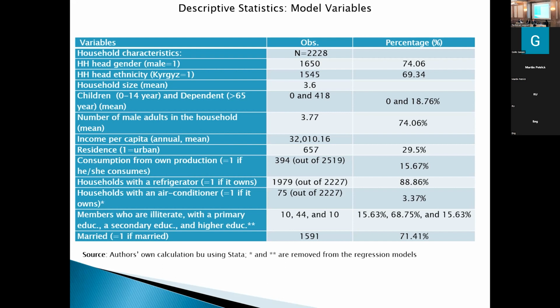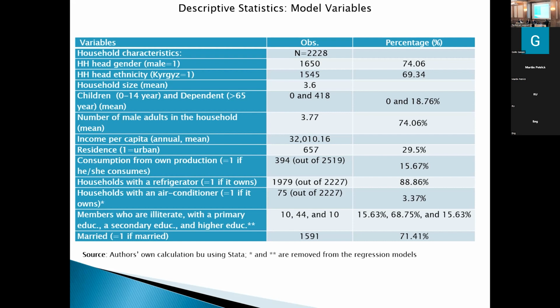And when we look at the children and the number of dependents in a household, about 1/5 of the individuals are dependents, that is, children or more than 65 years old. And the mean number of male adults, we can see, is 3.77. Maybe we have taken this mean value because it is the most common one in the studies, but maybe we need to take the median values. It will be a better measure, because when it is expressed as 3.77 for a person, it can be a little bit insulting.